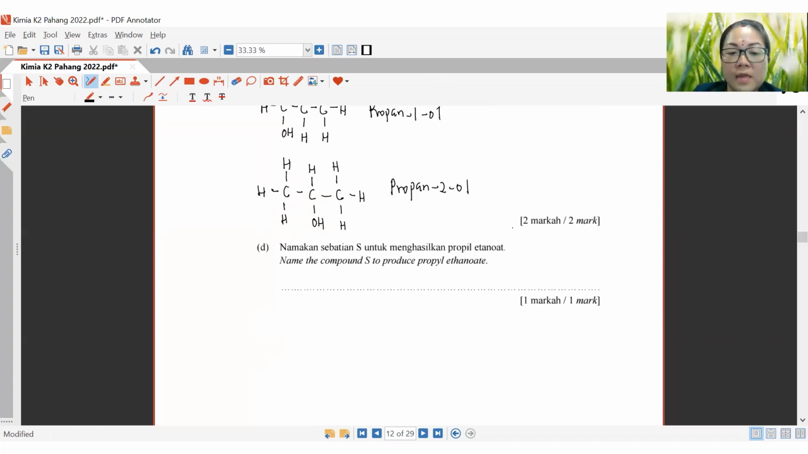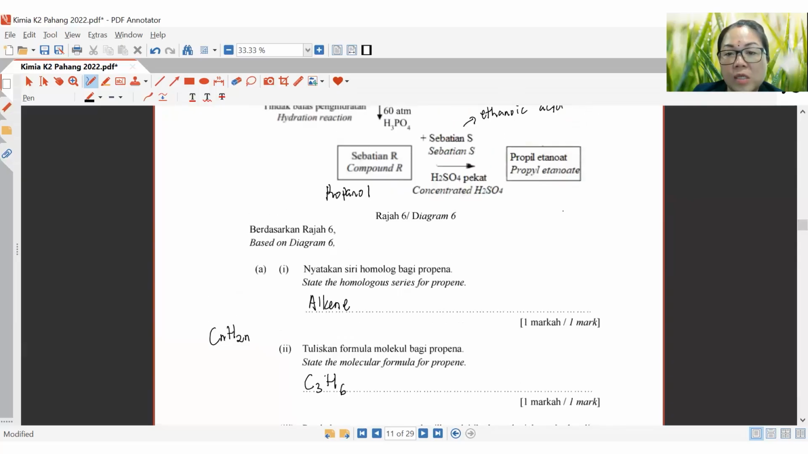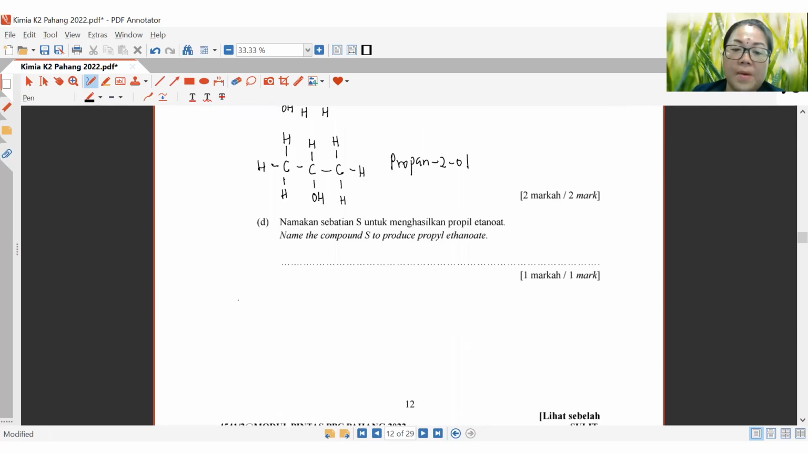All right, next, name the compound S to produce propyl ethanoate. Let's look at this. Propyl ethanoate: because we've got propanol, propanol contributes to the name propyl. So in other words, the other one has to be ethanoate. Propyl ethanoate is an ester. In order for esterification to occur, you need a carboxylic acid to react with alcohol. So in this case, the carboxylic acid is ethanoic acid, which is why compound S is ethanoic acid.